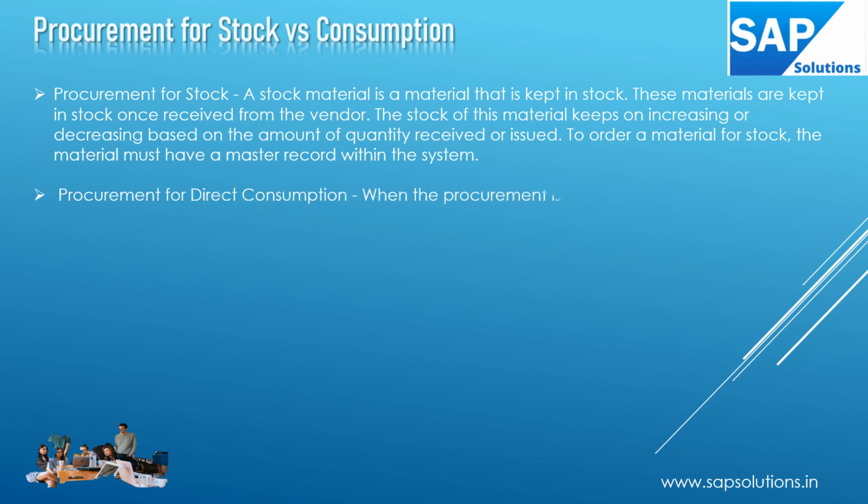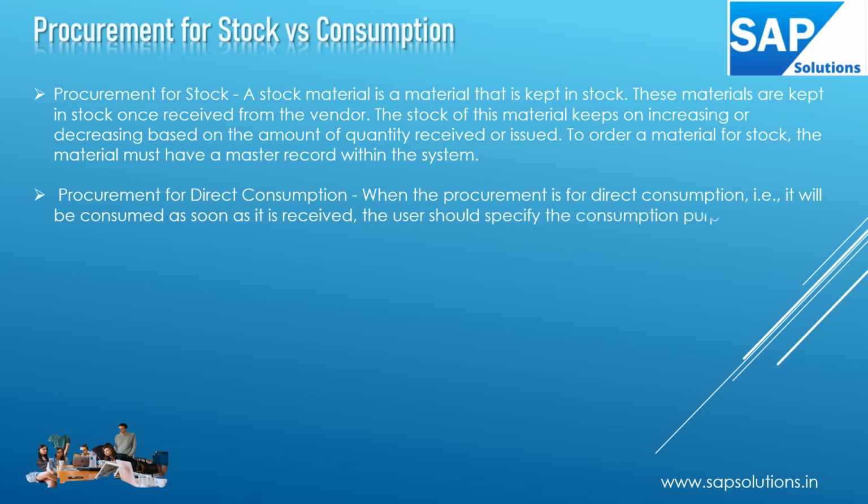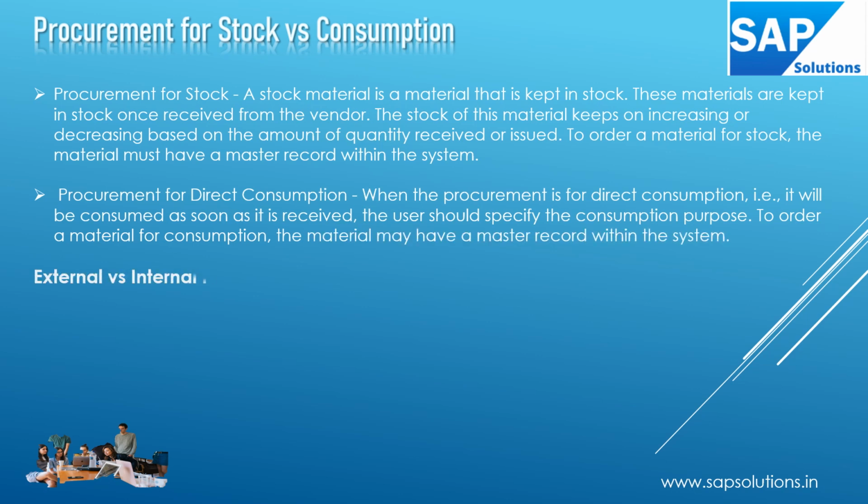Procurement for direct consumption. When the procurement is for direct consumption, i.e., it will be consumed as soon as it is received, the user should specify the consumption purpose. To order a material for consumption, the material may have a master record within the system.